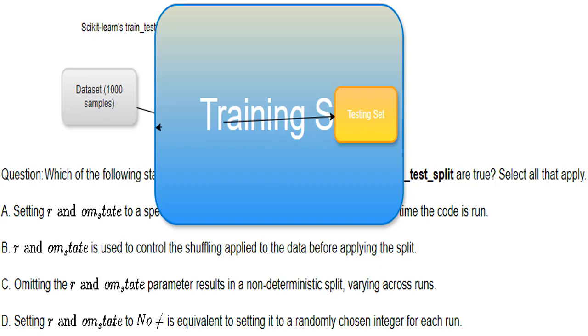This refers to the portion of the dataset used to train a machine learning model. train_test_split divides the original dataset into two parts, a training set and a testing set. The training set is used to teach the model how to identify patterns and make predictions.